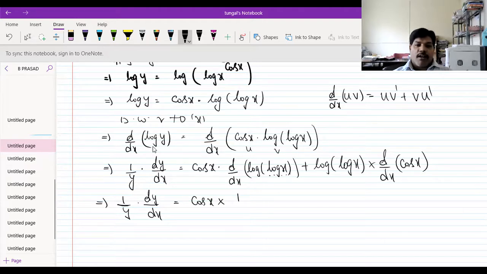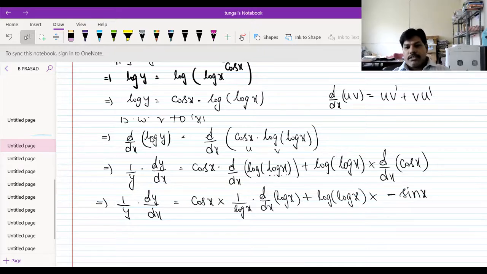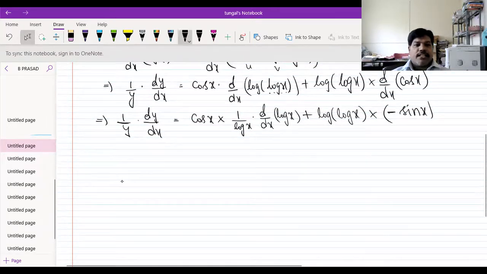What is the f of x here? 1 by log x into derivative of log x, plus log of log x into derivative of cos. Derivative of cos is nothing but minus sin x. So take this y to the RHS side. What happens? That implies dy by dx.